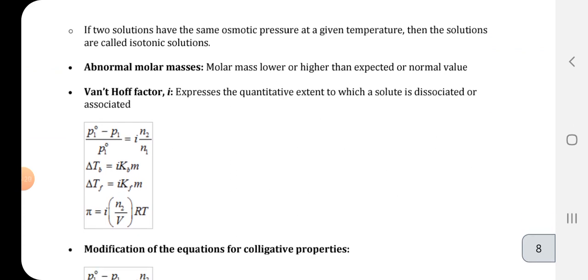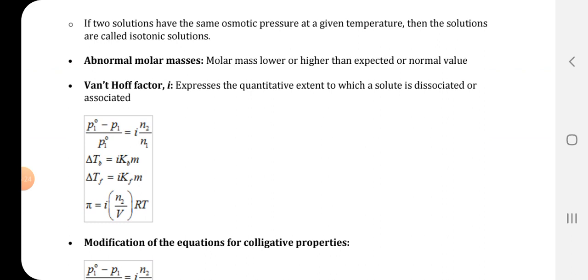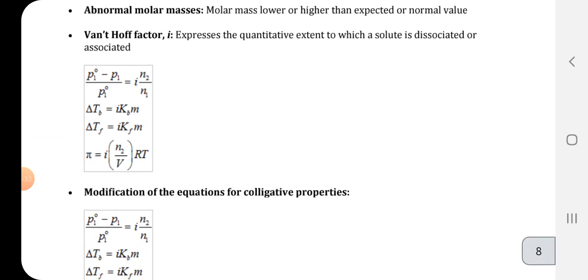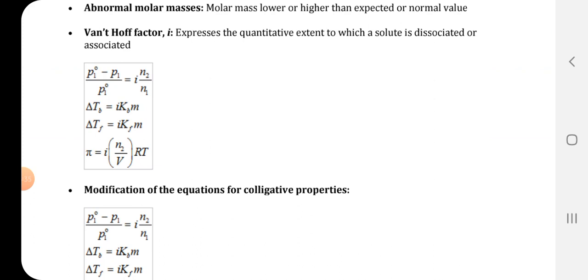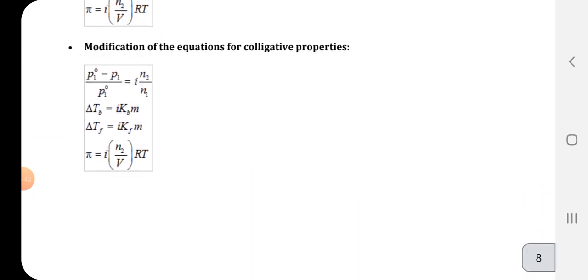If two solutions have the same osmotic pressure at the given temperature, then the solutions are called isotonic solutions. Abnormal molar mass is a molar mass lower or higher than the expected or normal value. Van't Hoff factor i expresses the quantitative extent to which a solute is dissociated or associated, and these are the modifications of the equations for colligative properties.